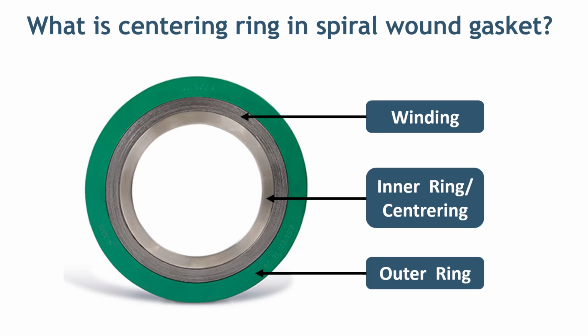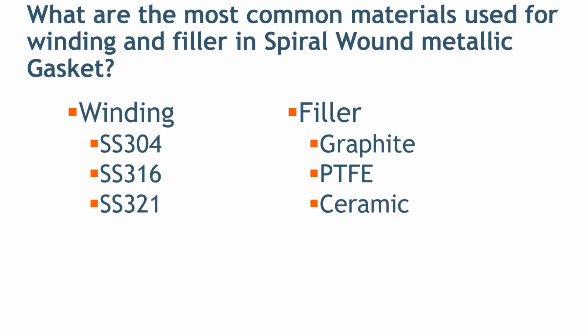Third question is, what are the most common material used for winding and filler in spiral wound metallic gasket? Winding material is a thin metal strip that is used to hold the filler material. Stainless steel grade 304, 316 and 321 are popular material grades for the winding. Selection of filler material is made based on the fluid service. Graphite, PTFE and ceramic material are well-known filler material that is used with spiral wound gasket.